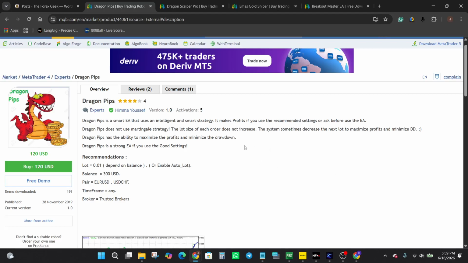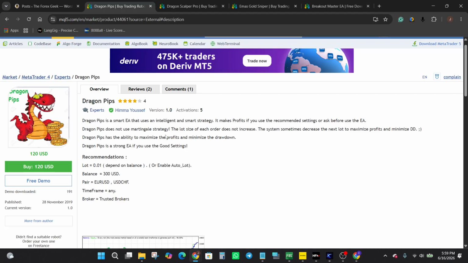As I continue through the page, the developer repeatedly highlights the EA's focus on balancing profitability and drawdown control. While the exact trade logic is not disclosed, the marketplace information suggests that risk management and position sizing are important components of the overall design. The page also provides several recommendations for users.